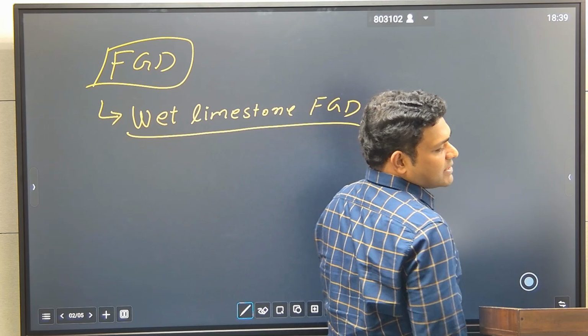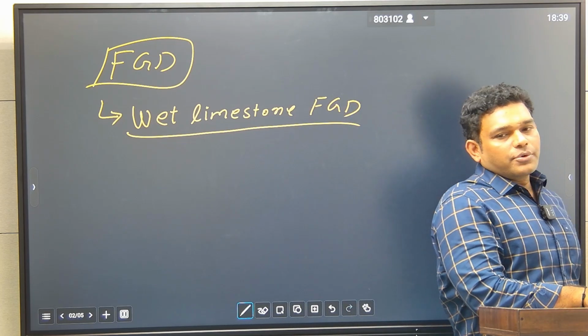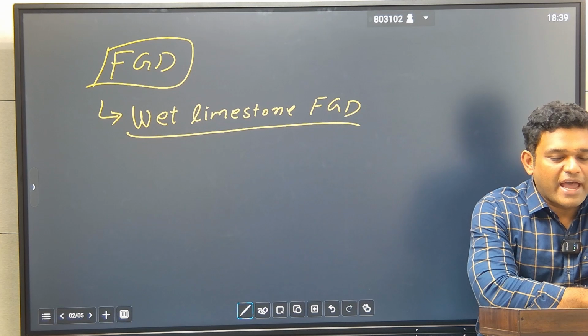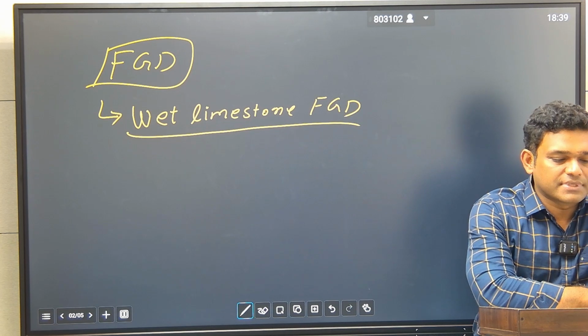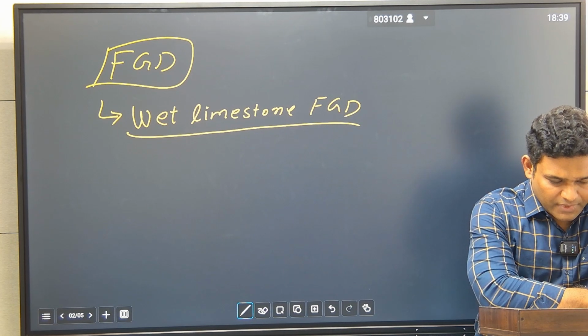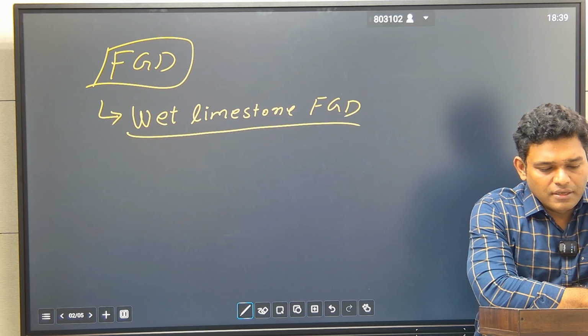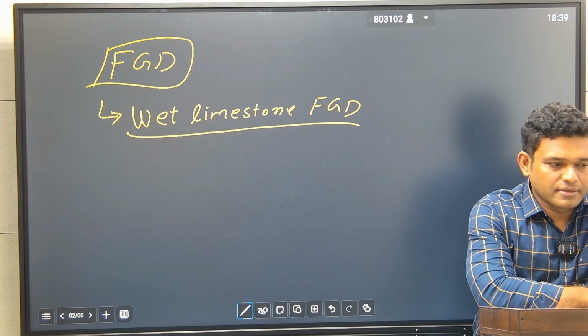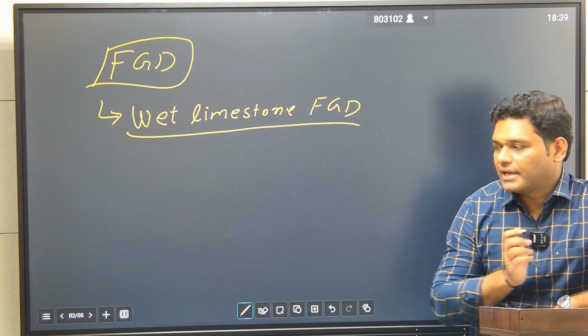As the name suggests, limestone, so somewhere limestone would have been used in these systems. We will see. See, limestone is used as an alkaline slurry, that is alkaline slurry. I'll write it.